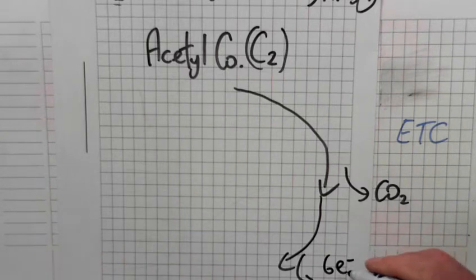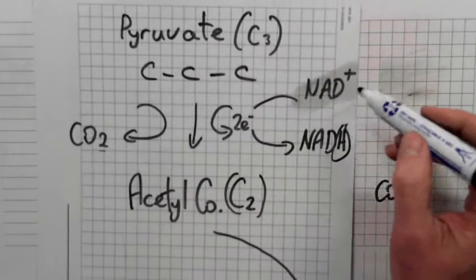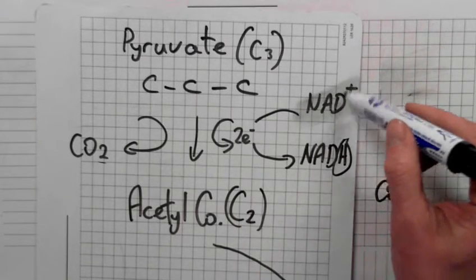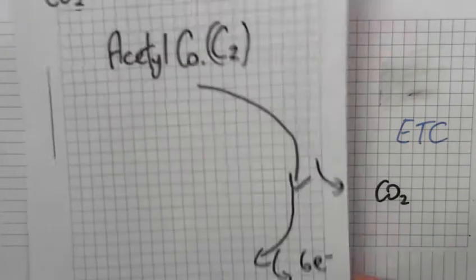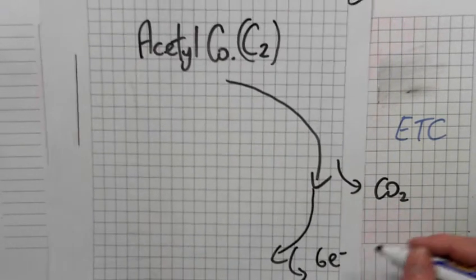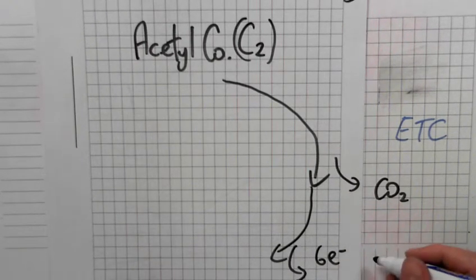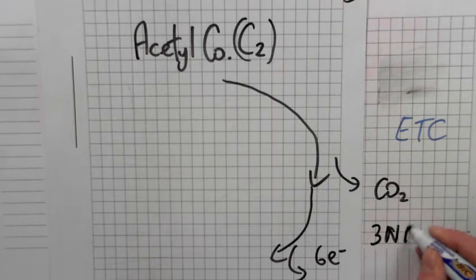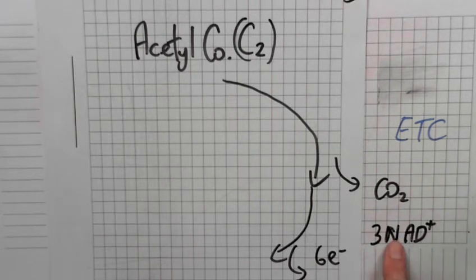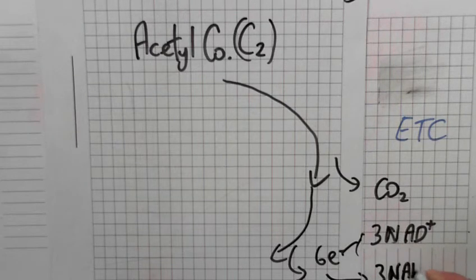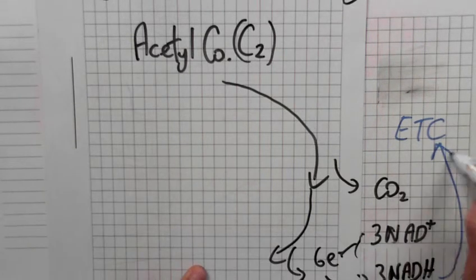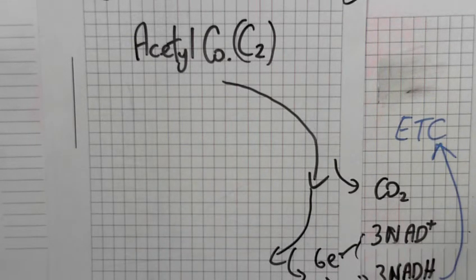6 electrons are released, and each NAD plus picks up 2 electrons. So how many NAD pluses will I need to pick these up? I need 3 of them. That's why you see 3 NAD plus. 1 NAD plus will pick up 2 electrons, so you need 3 of them, and you get 3 NADH. Where will they travel off to? The electron transport chain at the end, where they'll dump the electrons and the hydrogen.